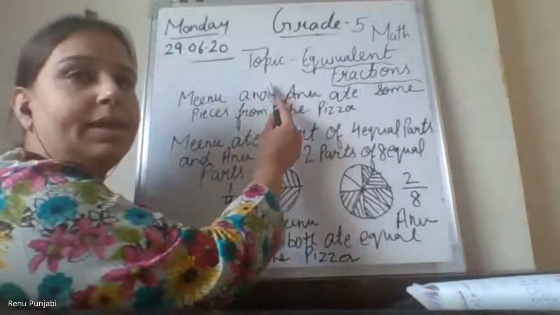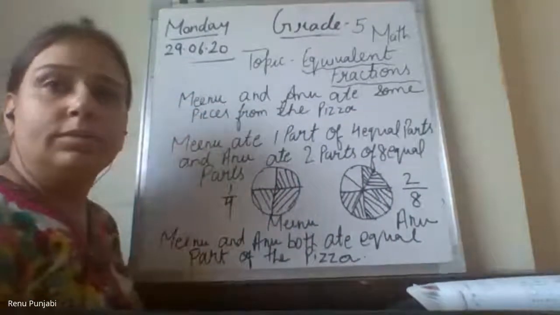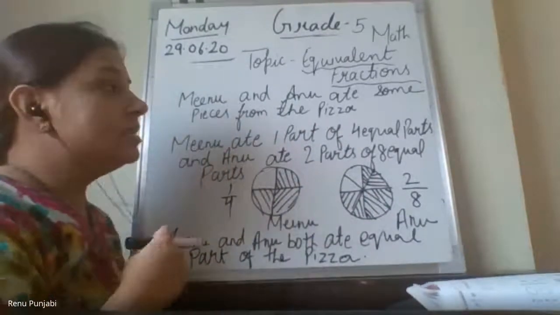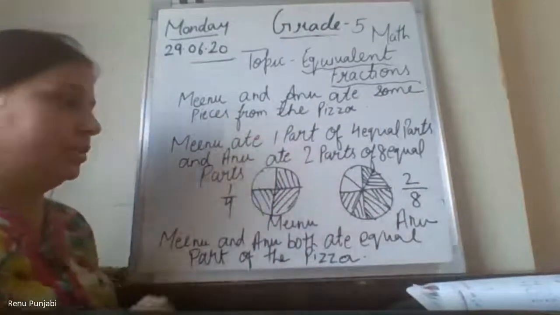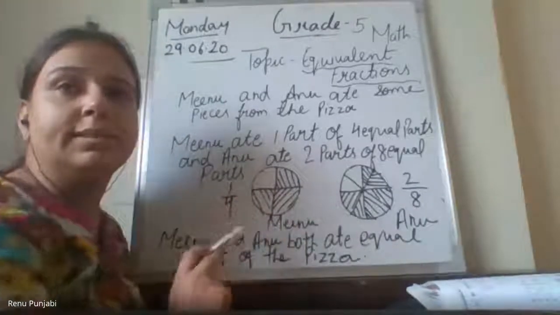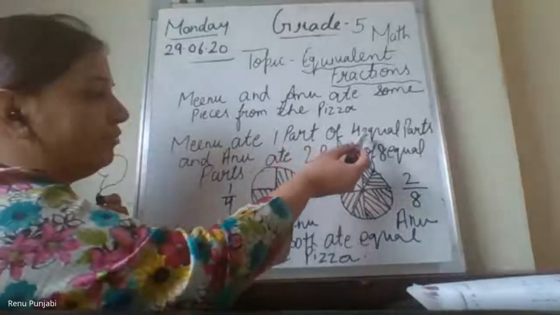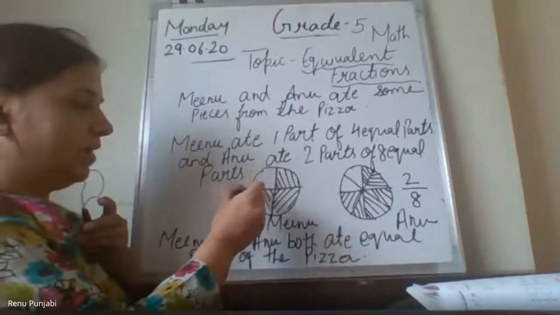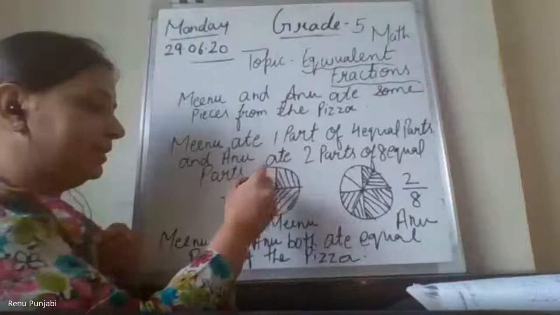So today's topic is equivalent fractions. Meenu and Anu are two girls. They went to eat pizza. They ate some pieces from the pizza. They both took separate pizzas. Minu ate one part of four equal parts. So Minu's pizza was divided into four equal parts. She ate only this one part.